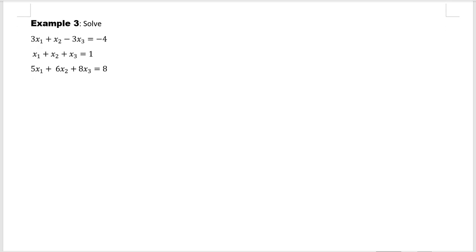So example 3, we want to solve the following linear system. Let's see. What is the augmented coefficient matrix? By the way, you can pause the video and try to work on it. After you finish, you can play the video and check your answers. Okay? So, are you ready? First row, we have 3, and then 1, and then minus 3, and then the right-hand side is minus 4. Second row, we have 1, 1, 1, 1. Third row, 5, 6, 8, 8.